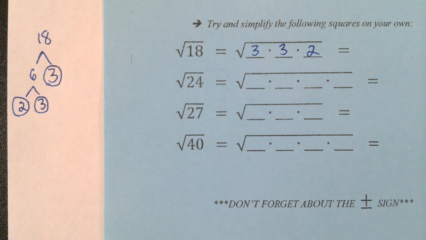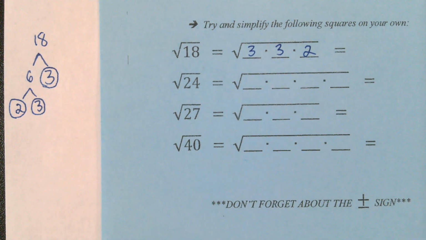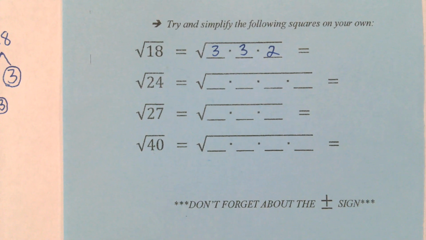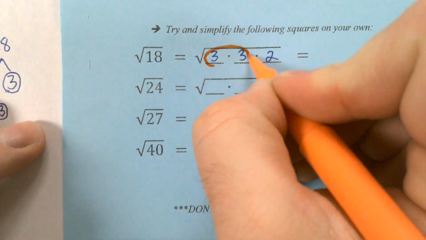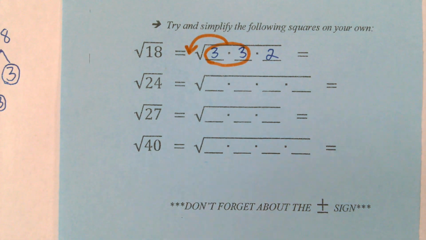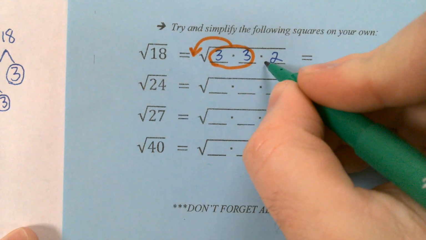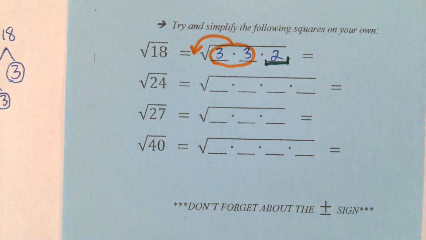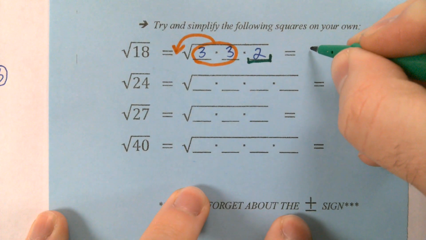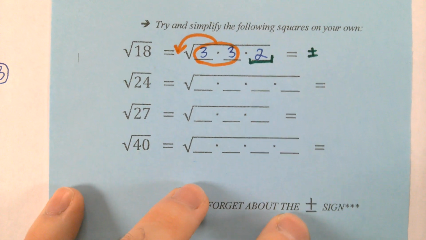That's how we break that up inside the square root sign. Now, what's the identical pair here that we're going to pull out? The 3's, right? We circle up those 3's, bring them out in front. But what's left over on the inside of our square root? 2 is left over. So for our answer, we're going to have plus or minus out in front.